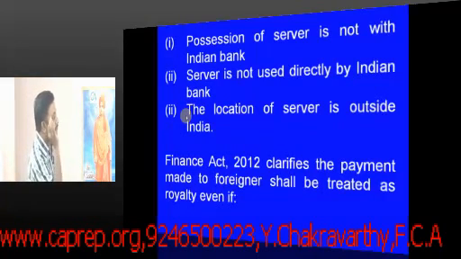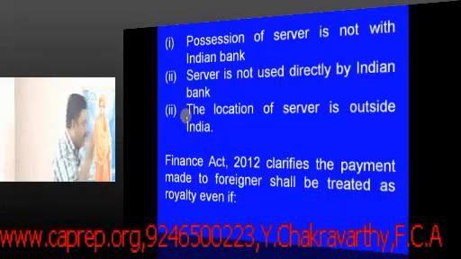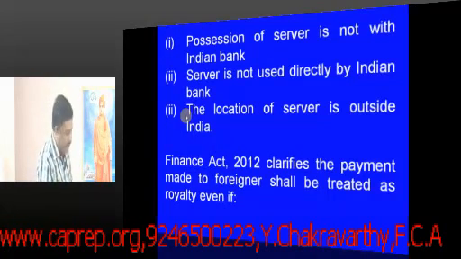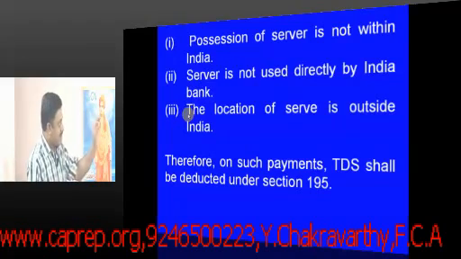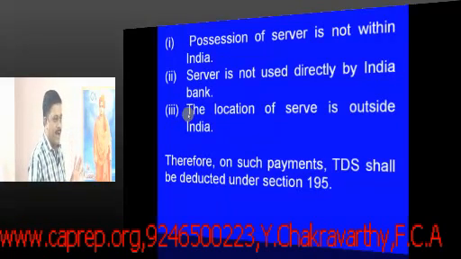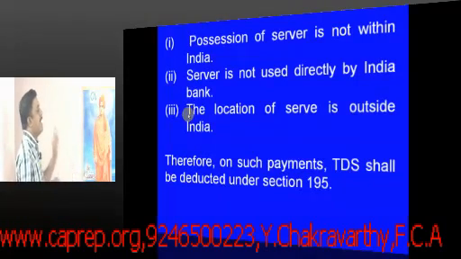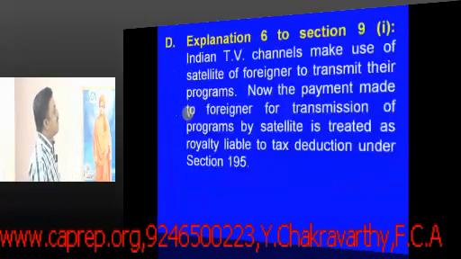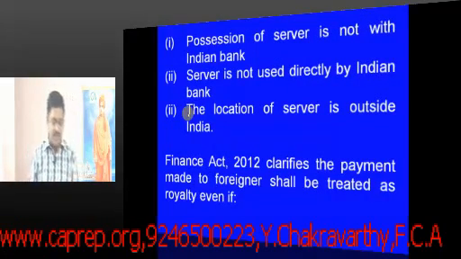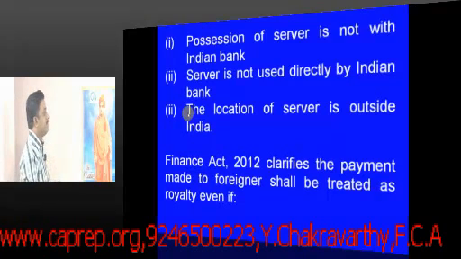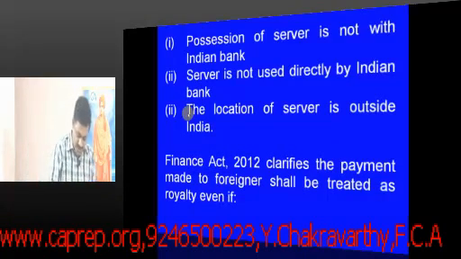So Finance Act 2012 clarifies what? The payment made to a foreigner shall be treated as a royalty even if possession of the server is not within India, the server is not used directly by the Indian bank, and the location of the server is outside India. Therefore, TDS shall be deducted under section 195. So explanation 5, kindly please make note. Explanation 5 to section 9.